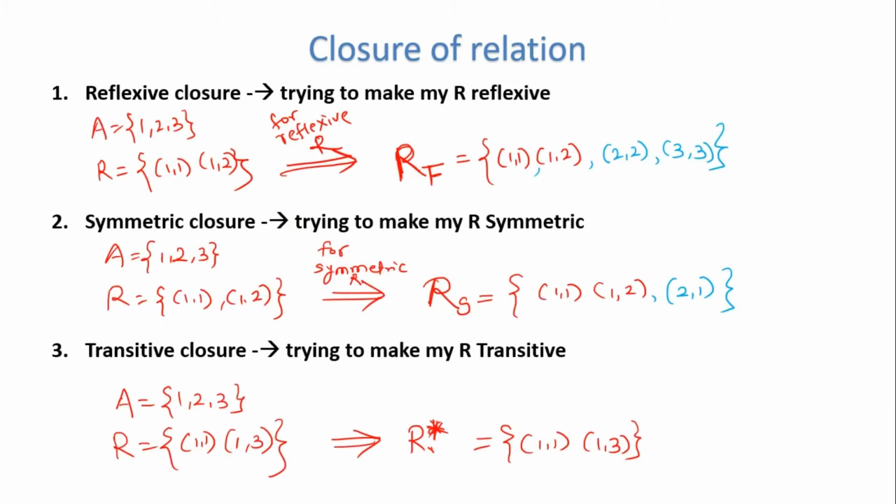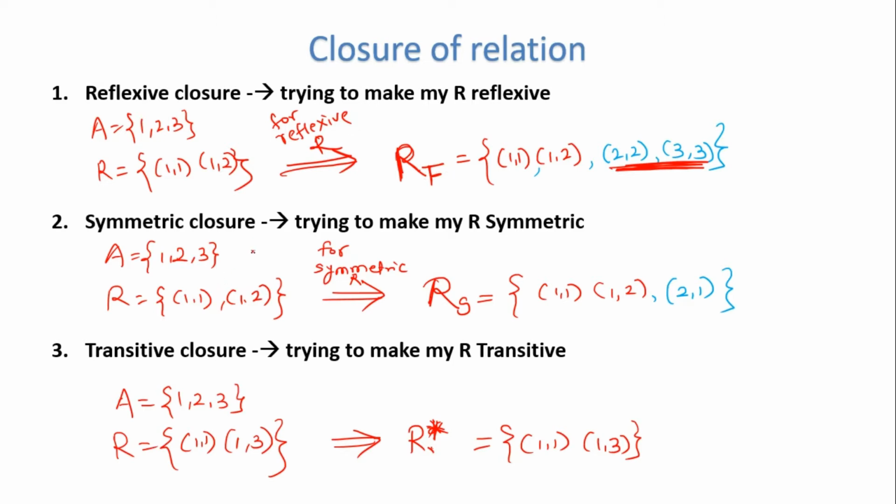For example, reflexive closure is trying to make my relation reflexive. So what are the minimal number of ordered pairs I will add in my relation? That result will be reflexive closure. Here is the example. Set A has elements 1, 2, 3 and relation R has elements (1, 1) and (1, 2). Now here, to make my relation reflexive, the pairs (2, 2) and (3, 3) are missing. So I will add (2, 2) and (3, 3) so that my relation becomes a reflexive relation. This final result is called reflexive closure and it is denoted by R_F.